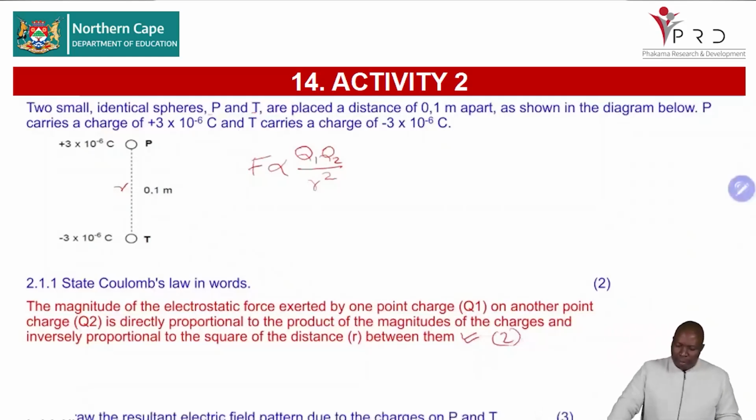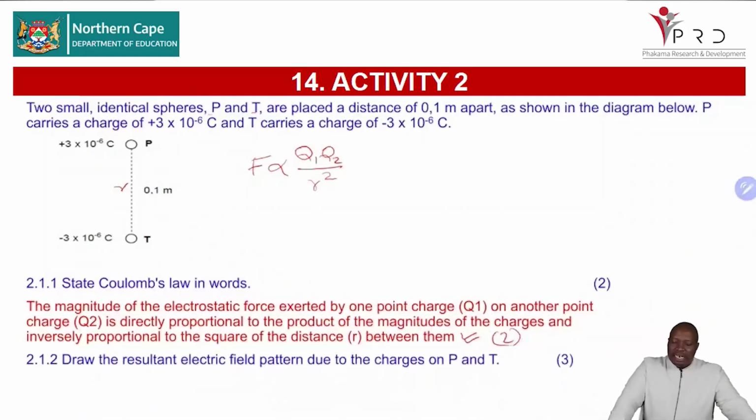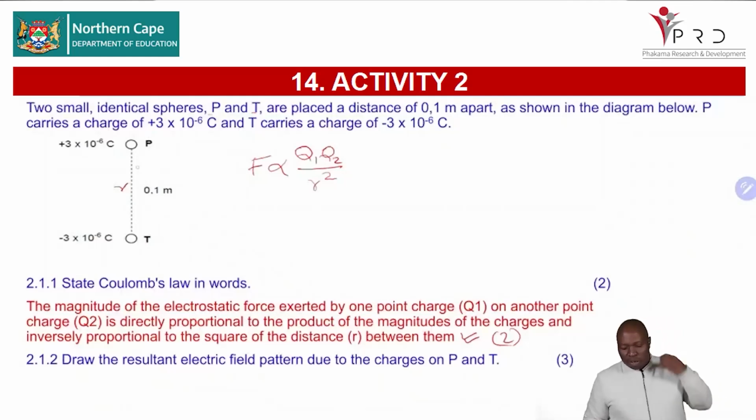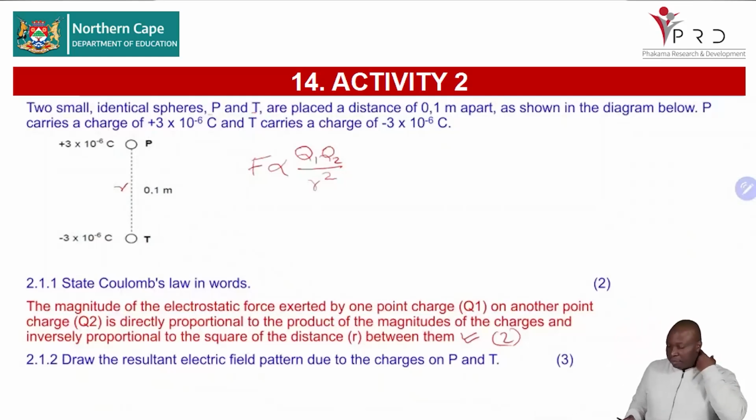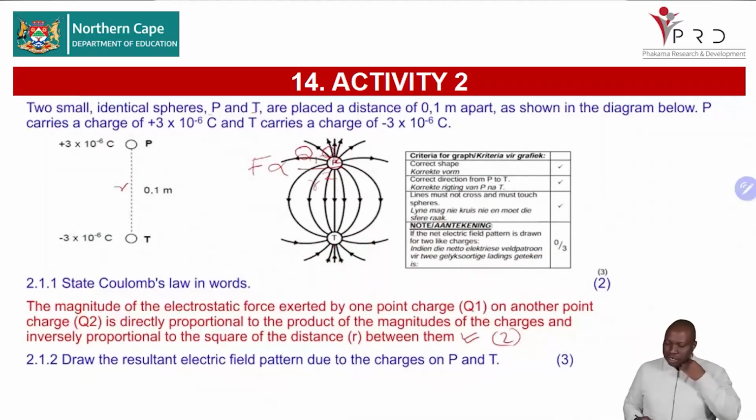Now the next question: draw the resultant electric field pattern due to the charges on P and T. You can see that we have a positive and a negative. Remember, we said our arrows will always be moving from positive towards negative. So from P to T, that's where our arrows must be moving. And that's how we'll draw our electric field pattern. There you have it. You see that you have the T that is negative, and the arrows are pointing towards that.